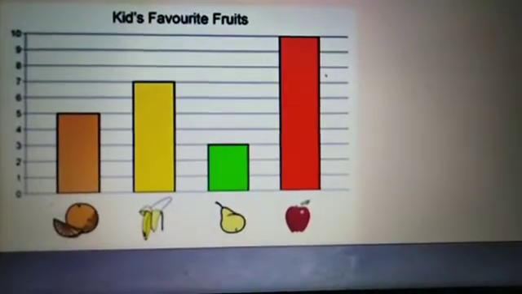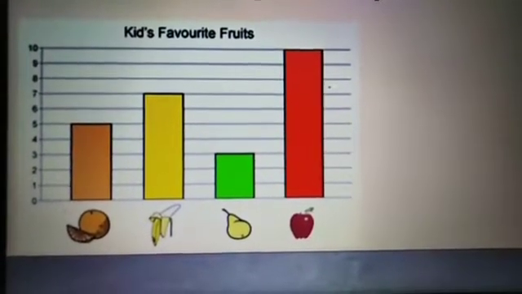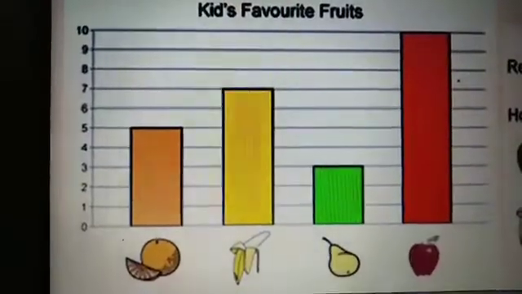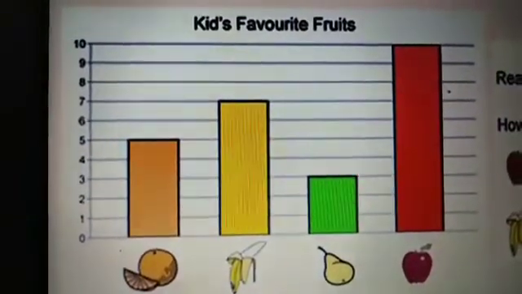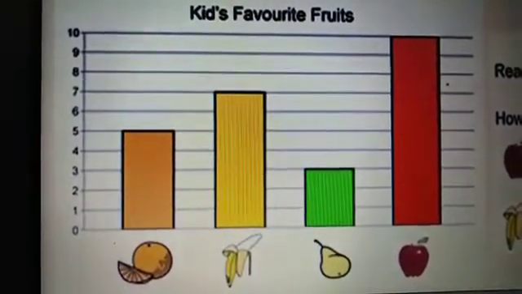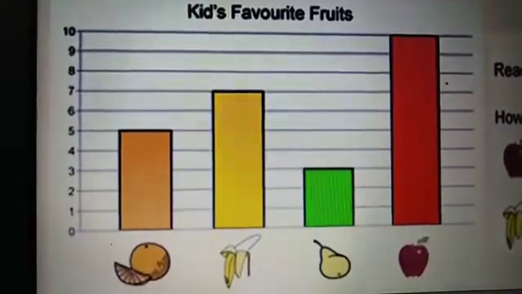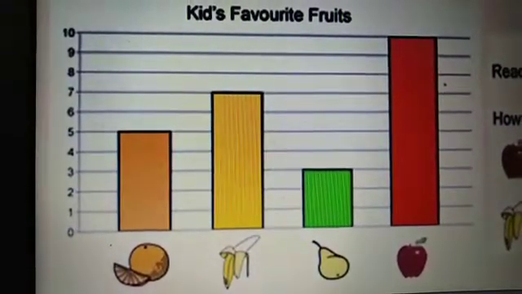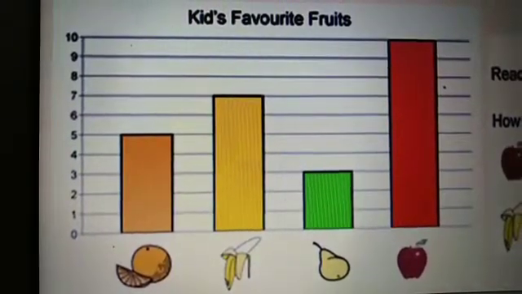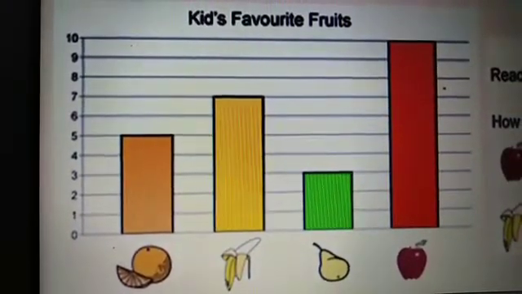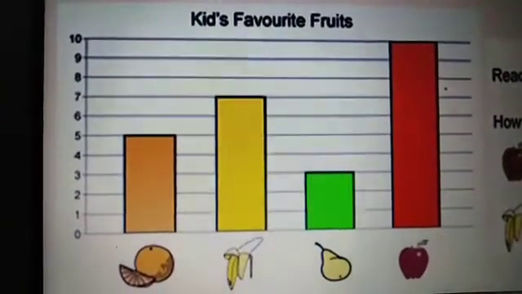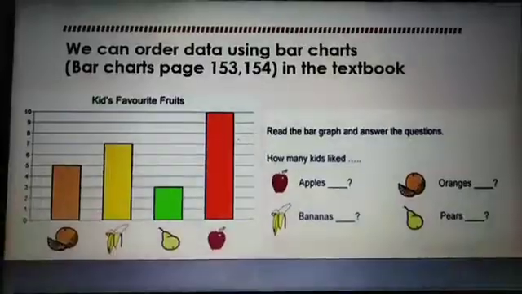This is an example on bar charts. Let's study the example together and answer the following questions. As you can see, this bar chart shows the favorite fruit for a number of kids. We have 4 types of fruit: orange, banana, pear, and apple. And next to each bar, we have the number of kids that like this fruit as their favorite fruit. Let's read the questions together and try to answer them.